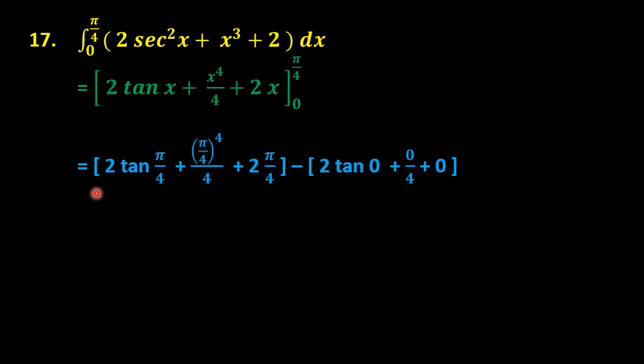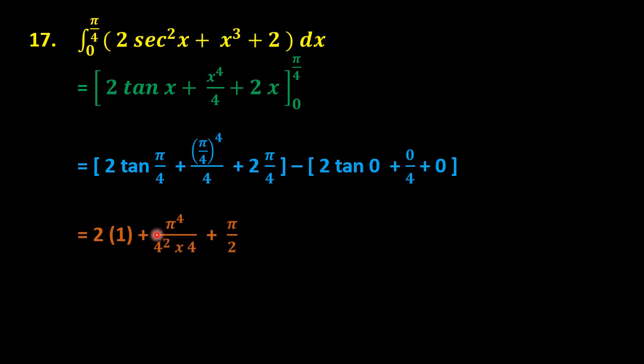Now we have to simplify here. Then 2 tan of pi by 4 is 1, because tan 45 degree is 1, plus here pi to the power 4 by, this will go to the denominator, 4 to the power 4, and into this 4, plus here there is a common factor between 2 and 4, so we can cancel that common factor, and then it will be pi by 2.